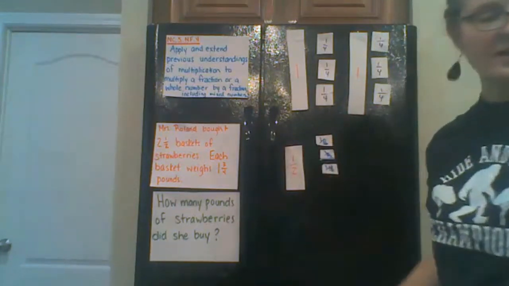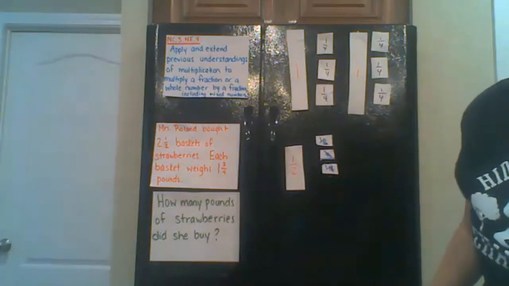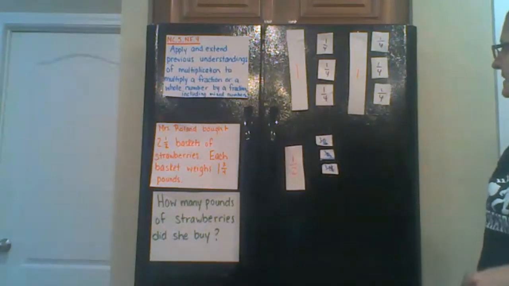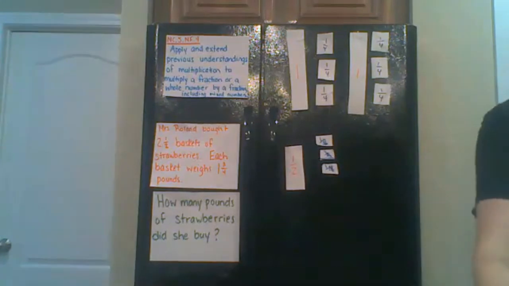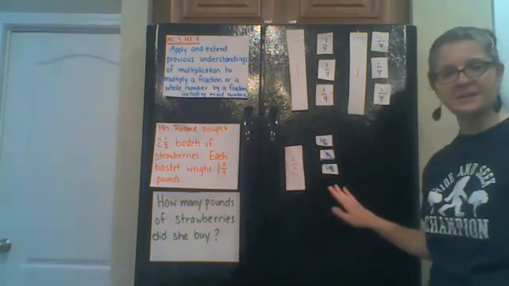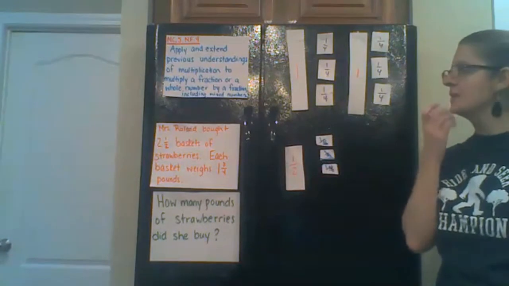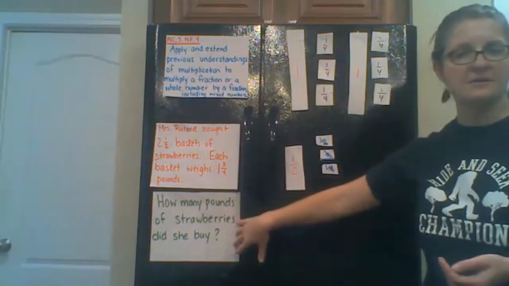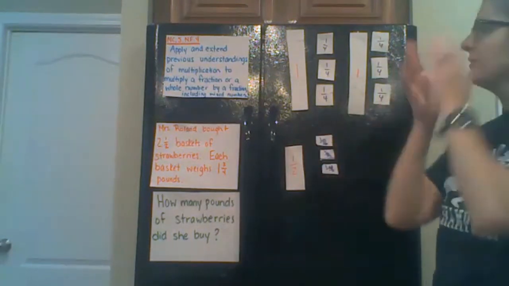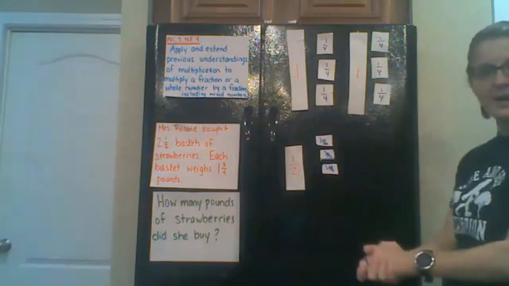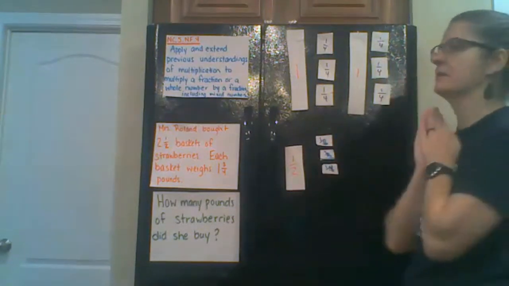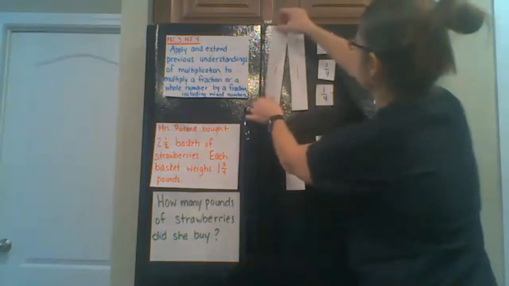Alright, so I have halved my fourths, and now I have half of a basket right here. Okay, so now I'm ready to figure out how many pounds of strawberries I bought. So let's start out. I told you yesterday I like to put my wholes together. So I want to do that. I want to put my 2 wholes together.